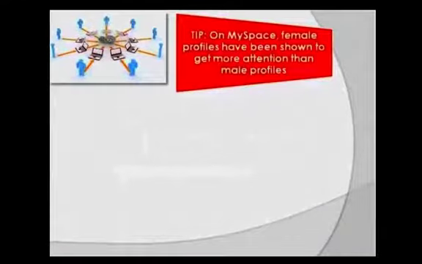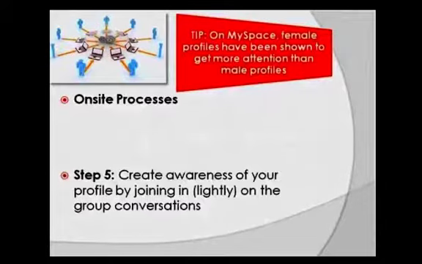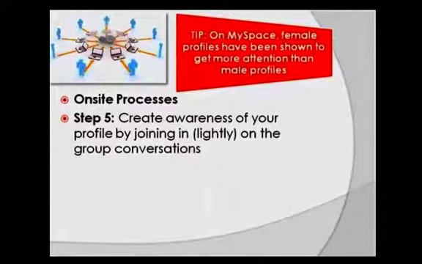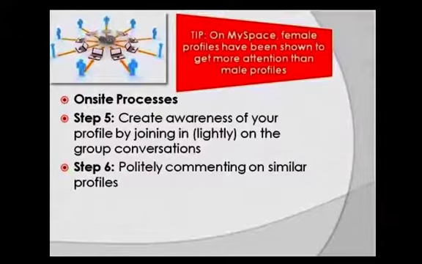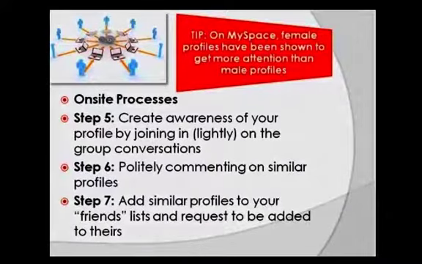That brings us to step 5. Now, before I go to step 5, I want to give you another tip. On myspace.com, female profiles have been shown to get more attention than male profiles. Step 5 is to create awareness of your profile by joining in lightly on group conversations. That brings us to step 6, which is politely commenting on similar profiles. Then in step 7, you can add similar profiles to your friends list and request to be added to theirs.